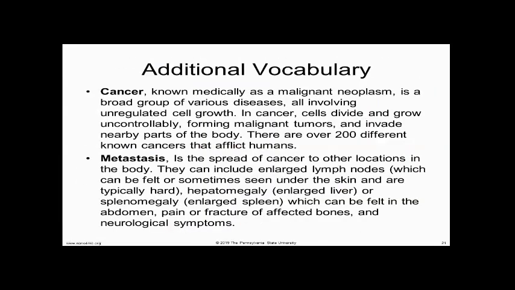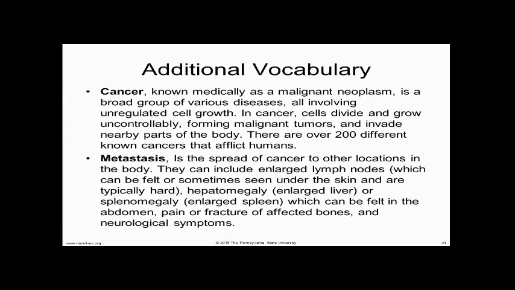So this is cancer. As a definition here, cancer is known medically as a malignant neoplasm. It's a broad group of various diseases, all involving unregulated cellular growth. In cancer, cells divide and grow uncontrollably, forming malignant tumors and invading nearby parts of the body. There are over 200 different types of cancers known to affect humans. And that's important, and the terms metastasis and malignant are important.